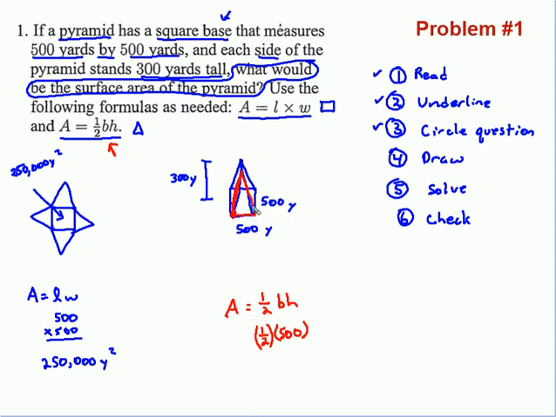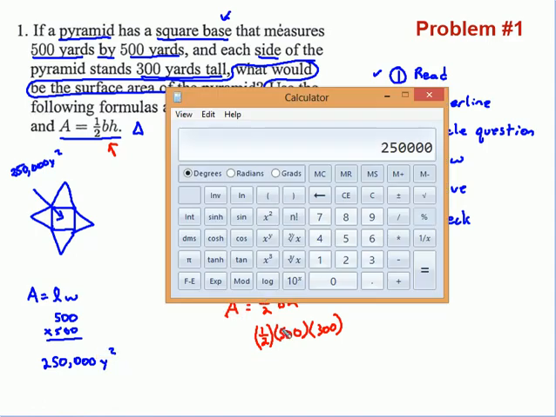Now we need to find the height. Well, the height's been given to us as well. The height of this triangle from the bottom to the top is the same as this height, 300. Okay, now we're cooking with gas. We can plug that into our calculator. And I'm going to start by multiplying the 500 times the 300.